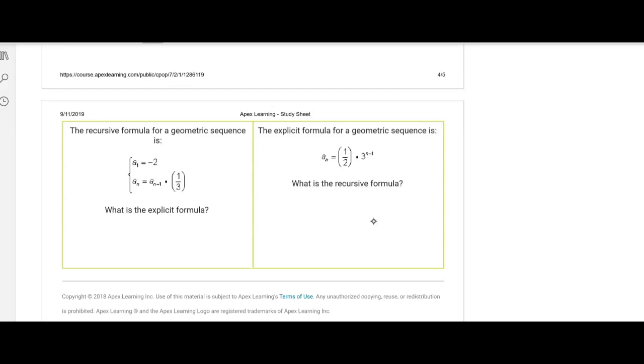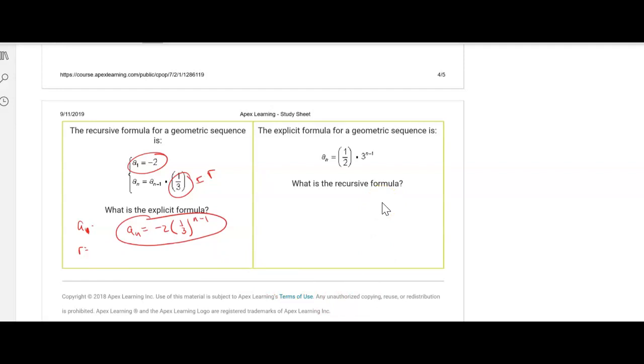Remember, to write the explicit rule, you need the first term and you need the common ratio. So in the recursive rule, you know your first term and you know your common ratio. So we're going to say my explicit rule, a sub n equals my first term, -2, times my common ratio, 1/3, to the n minus 1 power. And we are done. So it's knowing what you have to have in order to get here.